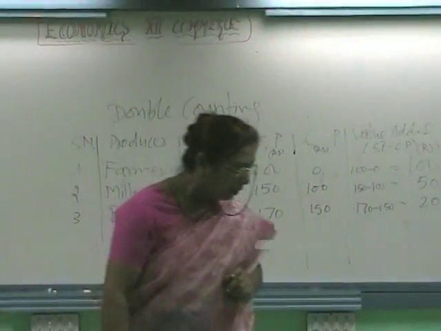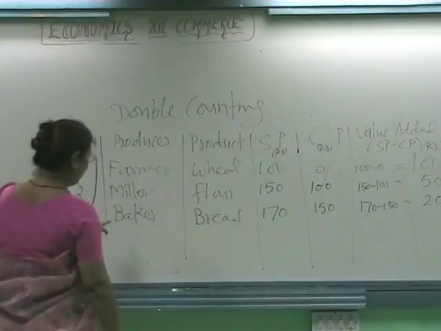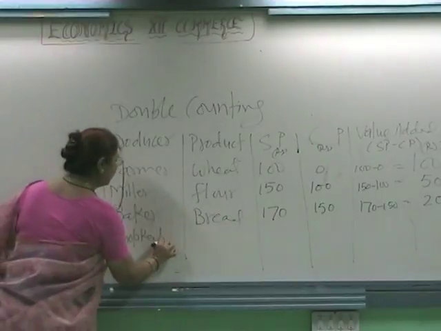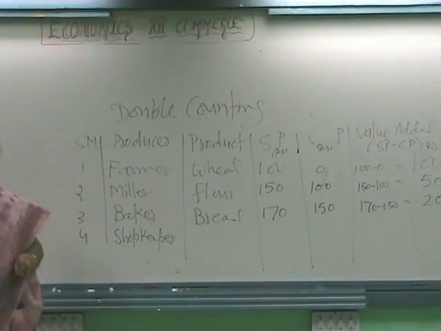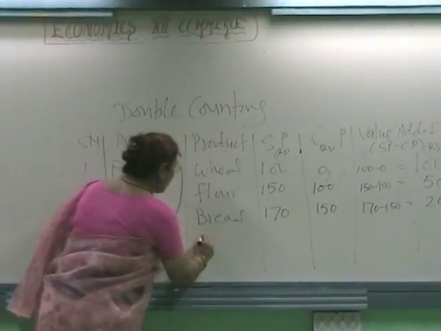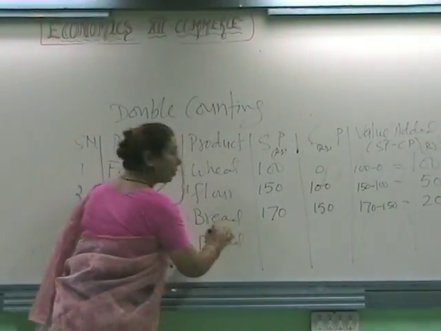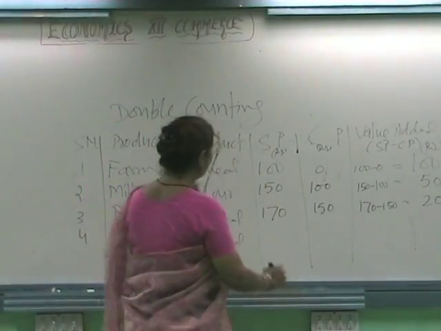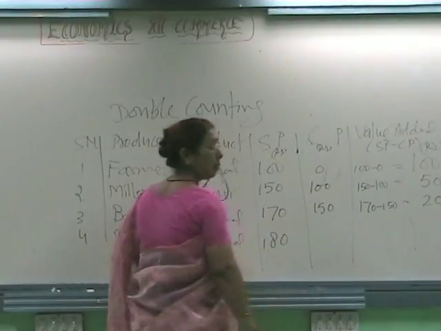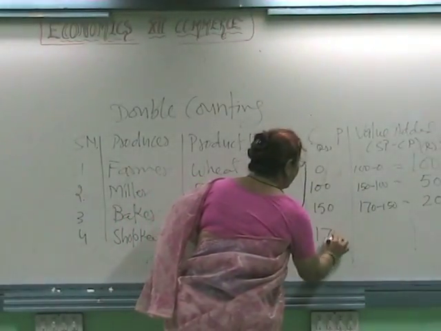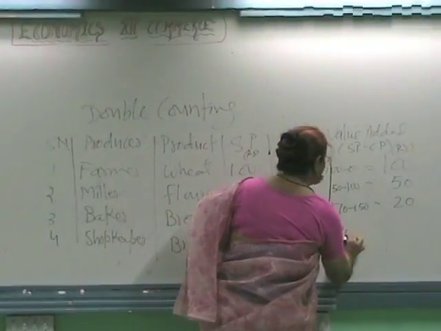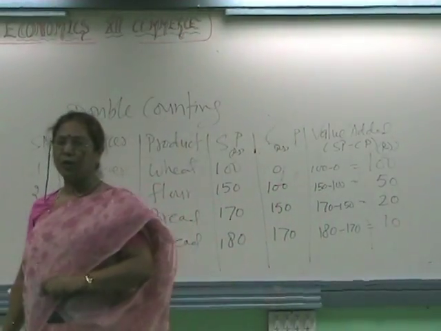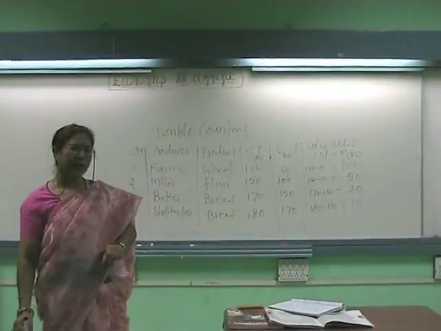Right? Now the baker sells to the shopkeeper. Now this shopkeeper is also selling bread. Say he is selling at the cost of 180. So the cost price will be 170. This will become 180 minus 170. His addition is 10 rupees. Right?